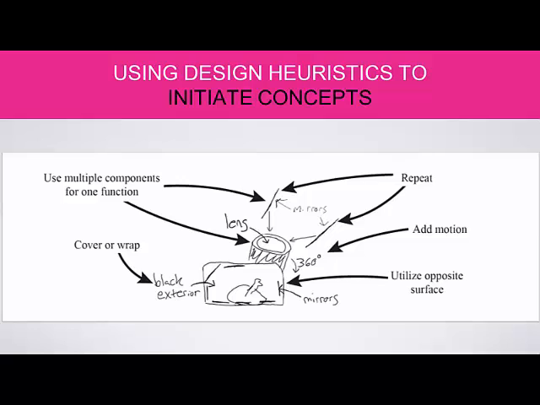He used the design heuristic add motion by adding 360-degree rotation capability to the lens so that the user could adjust the angle based on the direction of the sunlight. And he used the design heuristic utilize opposite surface by putting mirrors inside of an enclosed space.